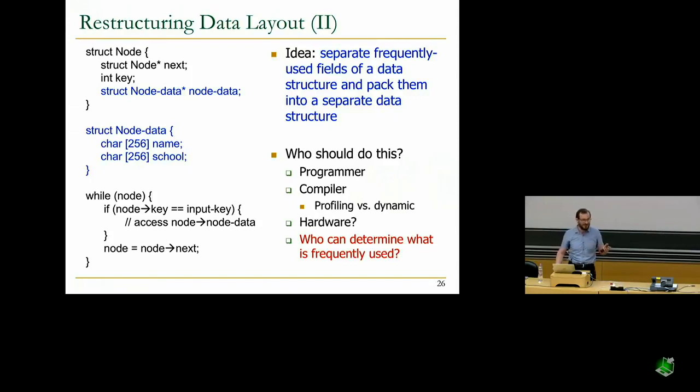Should the programmer do this? Should the compiler do this? And how should the compiler do this? Should the hardware do this? Basically, who can determine frequently used, and who can manage it well? So if you know this at the programming level, you would definitely get better cache efficiency.